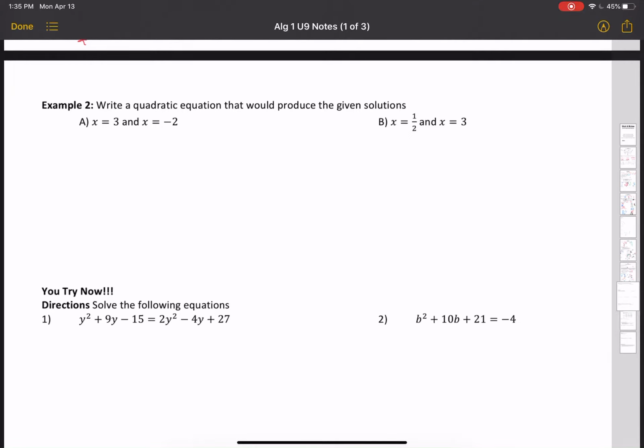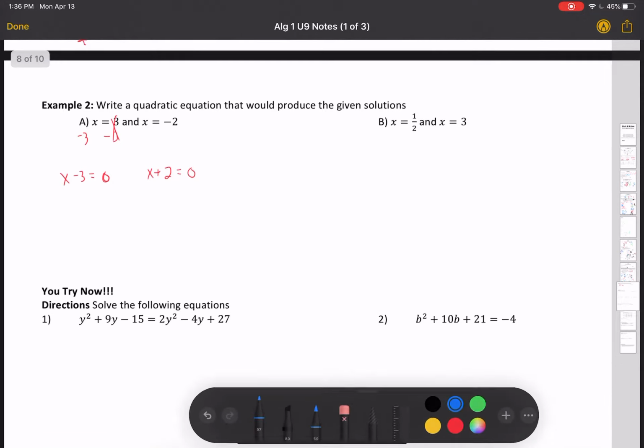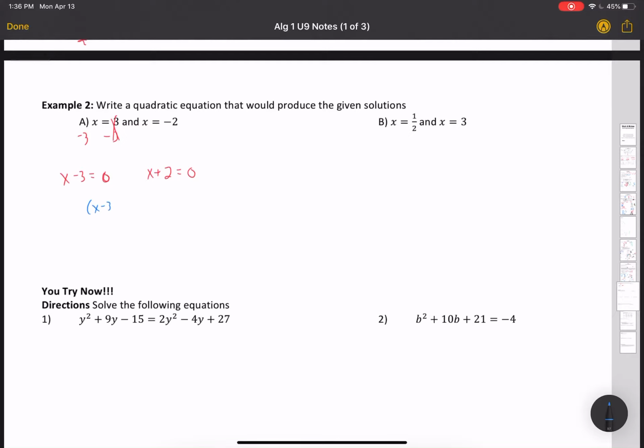So if x equals 3, then if I subtracted 3 from both sides, I would get x minus 3 equals 0. That's what we want to do, is we want to figure out what was the factor that we said equal to 0. X minus 3 equals 0. That would give us x equals 3. And if x equals negative 2, then that factor would have been x plus 2 equals 0. Taking it back another step, we're going to have these two factors being multiplied together to equal 0.